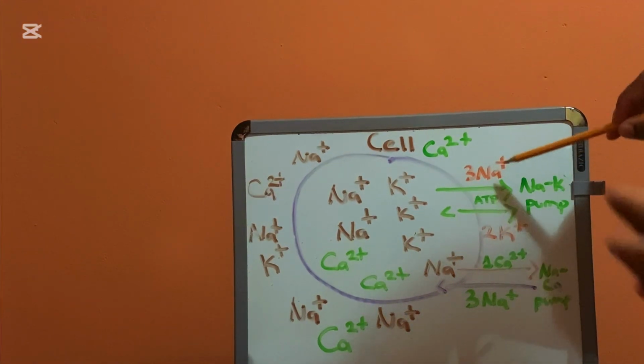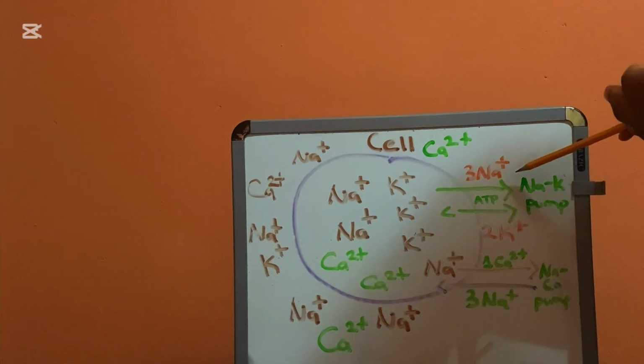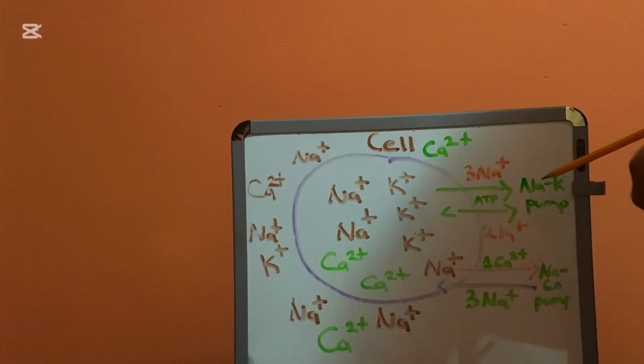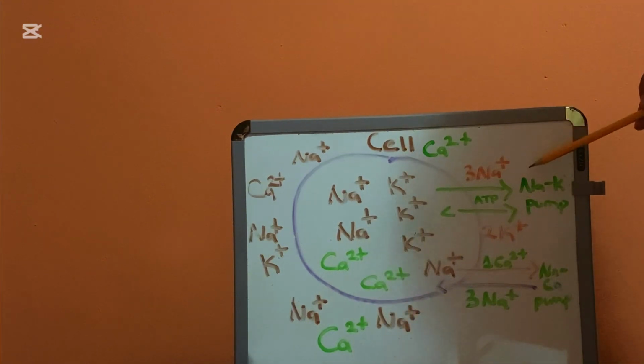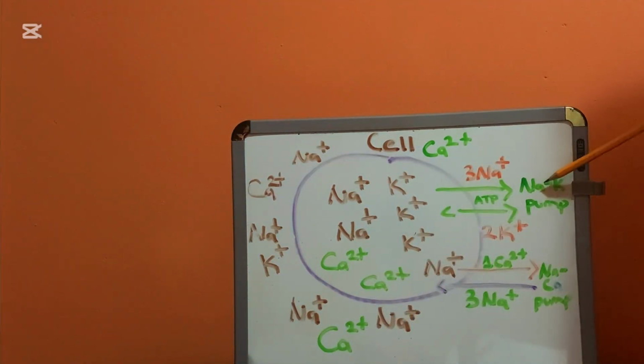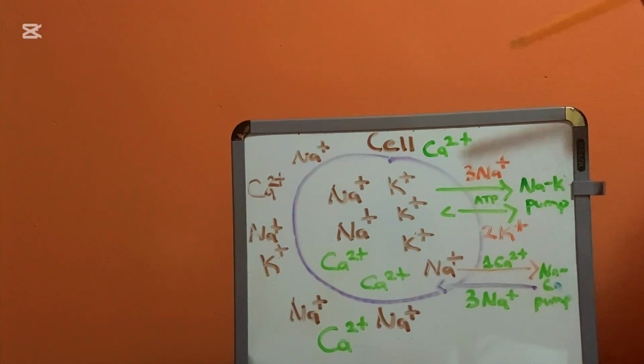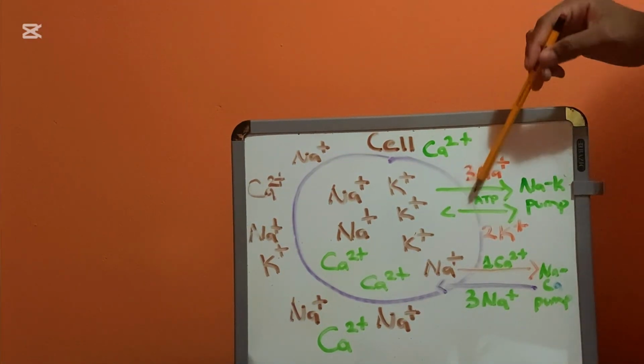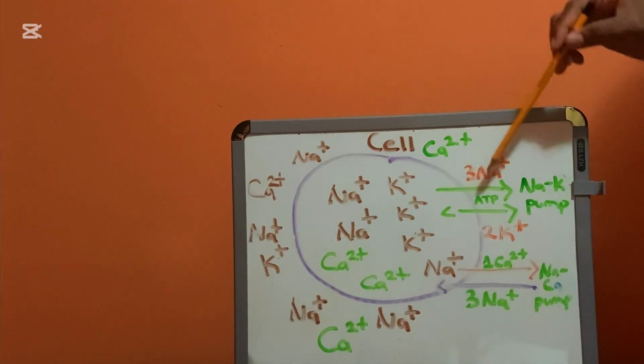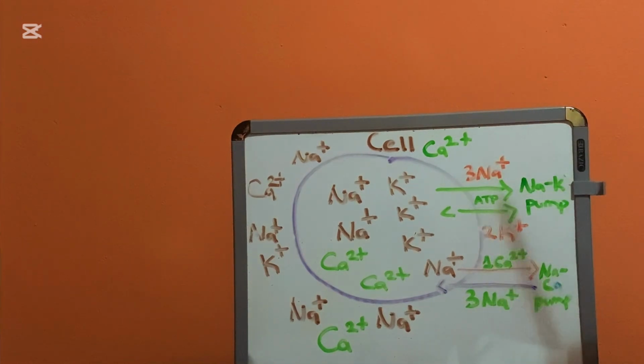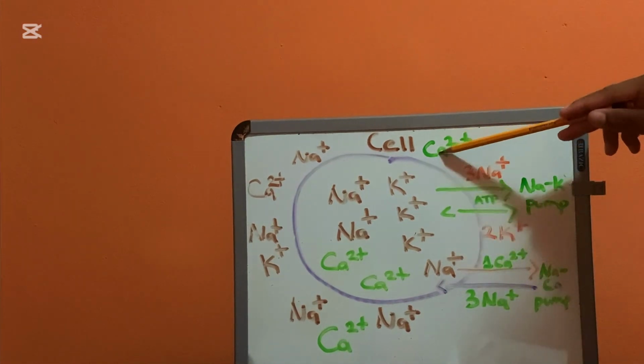Because remember that it was the sodium current created by the sodium potassium pump, that high sodium outside of the cell, that was triggering the sodium calcium pump to pump the calcium out. So in order to stop the sodium calcium pump, we are going to block the sodium potassium pump. And that is what digoxin does. So digoxin blocks this pump.